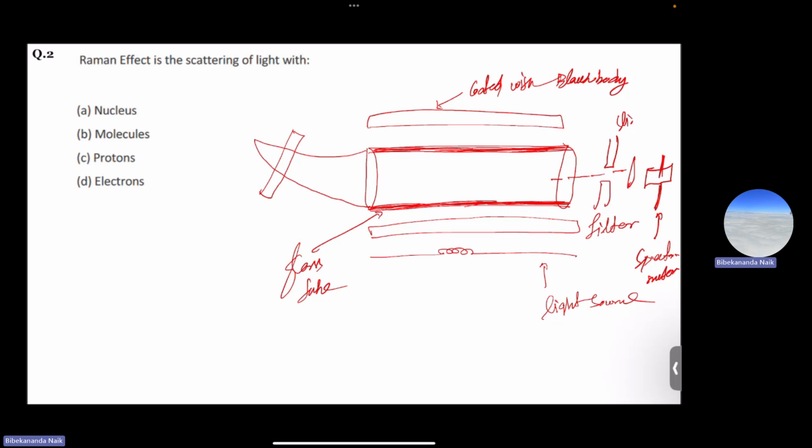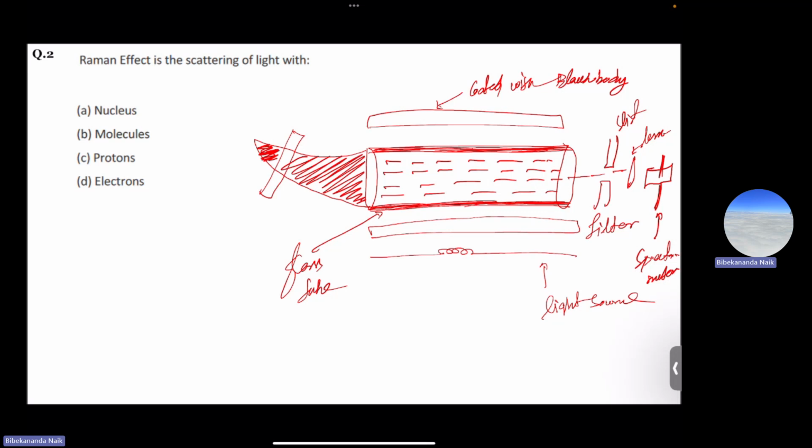So this is a slit and this is a lens. The other part is also made in a conical shape in order to minimize the reflections and maximize the spectra. This is also covered, and the substance of which we want to study the Raman spectra is filled inside the tube. It is filled in the form of a gas or liquid.